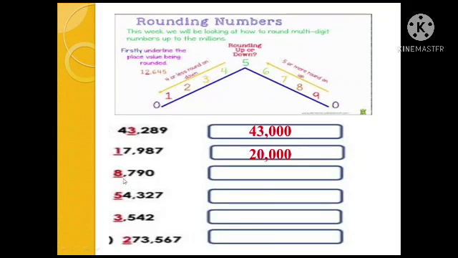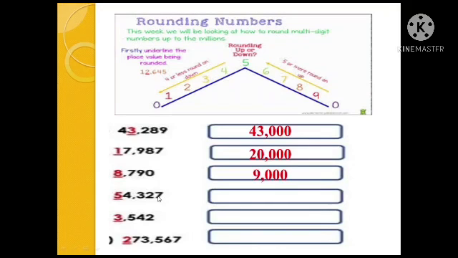Next we have 8,790, and the 1000 we have to round off. The number after the 1000 place is 700, which is above 500. So we can round up. So the 8000 will become 9000 when we are rounding up.